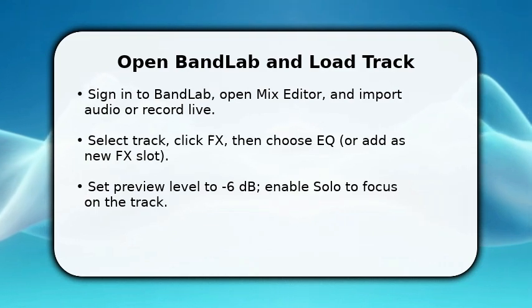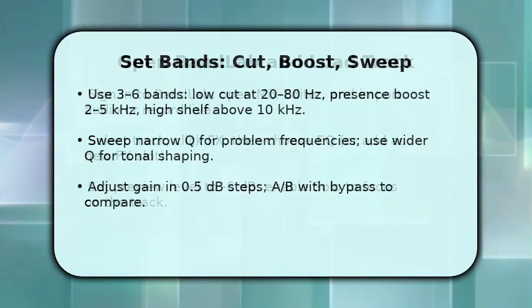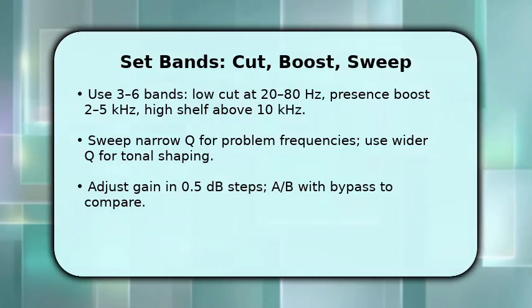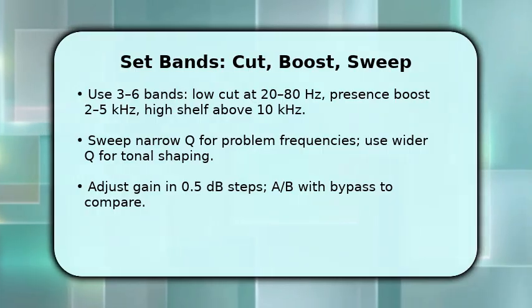Now you dial the bands. Assign a low cut around 20 to 80 Hz to remove rumble, add a low mid cut if muddy, and place a presence boost between 2 and 5 kHz to bring clarity.